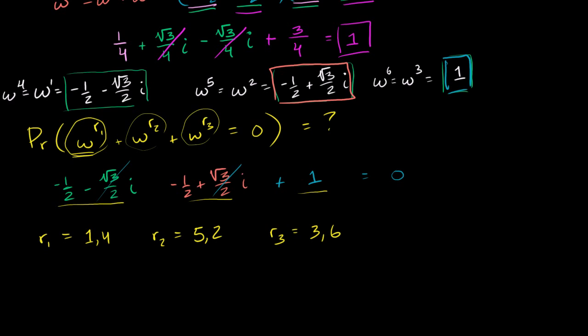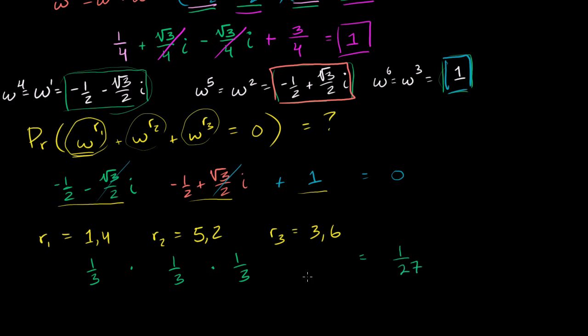The probability that R1 is a 1 or a 4, that's 2 values out of 6, so the probability is 1/3 there. The probability that R2 is a 5 or a 2 is also 1/3. That's 2 values out of a possible 6. The probability that R3 is a 3 or a 6, only 2 possibilities there, 2 out of 6 possible faces of the die, so times 1/3. So the probability that the first one evaluates to this value, the second one to this value, and the third one to 1, is 1/3 times 1/3 times 1/3, which is 1 over 27.